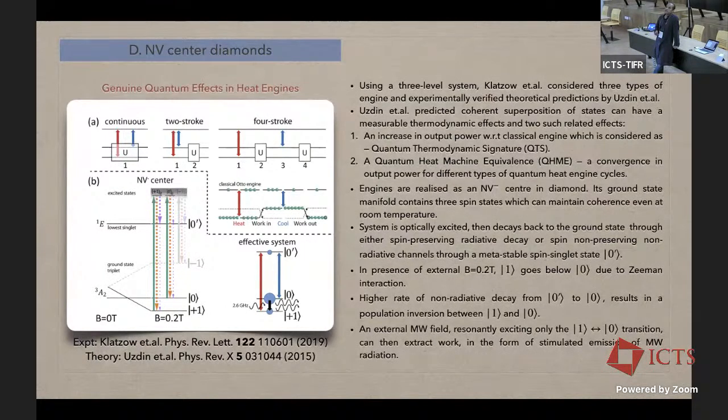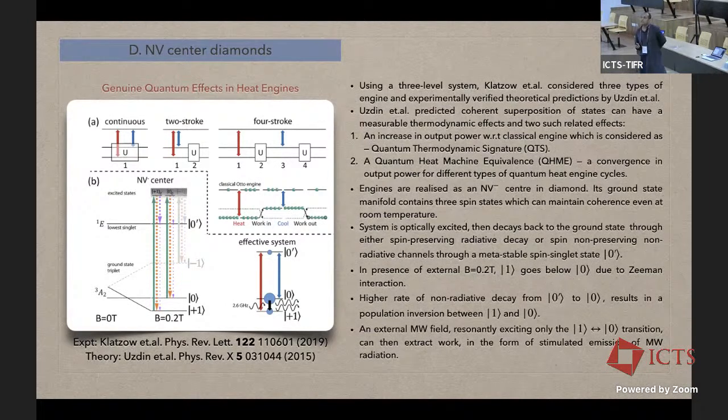They have shown that using this kind of setup, depending on how you arrange the heat strokes and the unitary strokes, you can realize all three different limits: continuous, 2 strokes and 4 strokes. Eventually they get very similar behavior, so they call this an equivalence. They have also shown that, compared to the classical one, the quantum engine has enhanced power output. So quantum superposition plays a fundamental role.